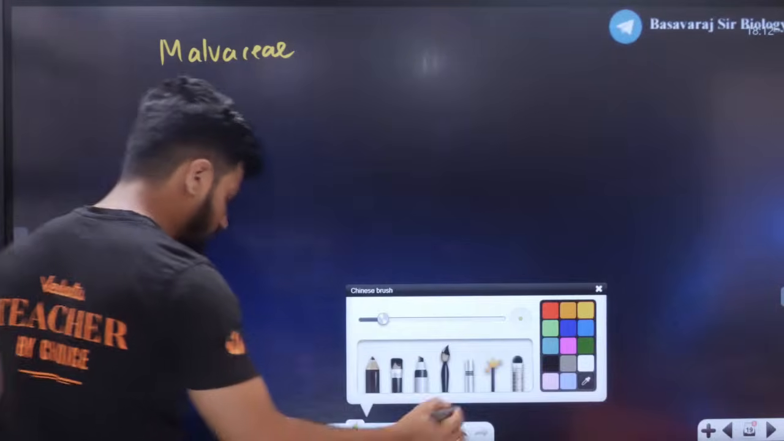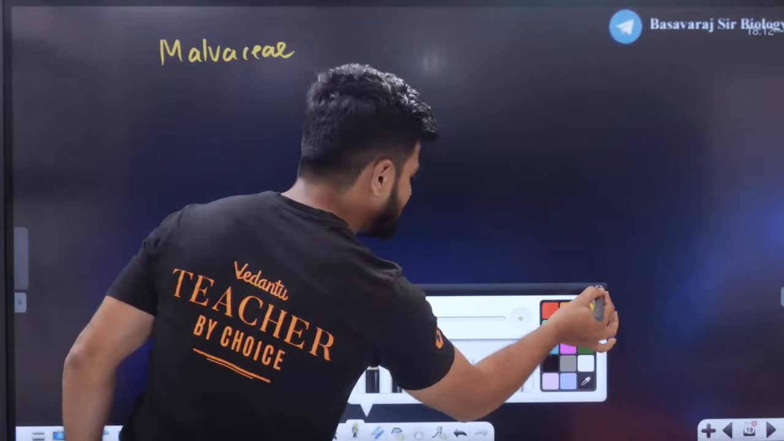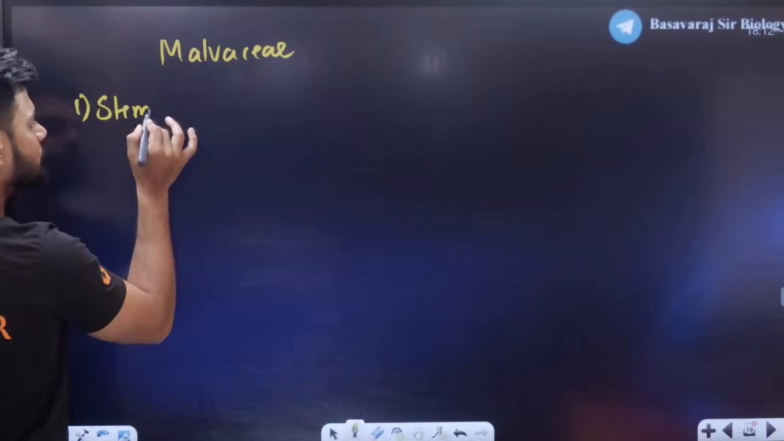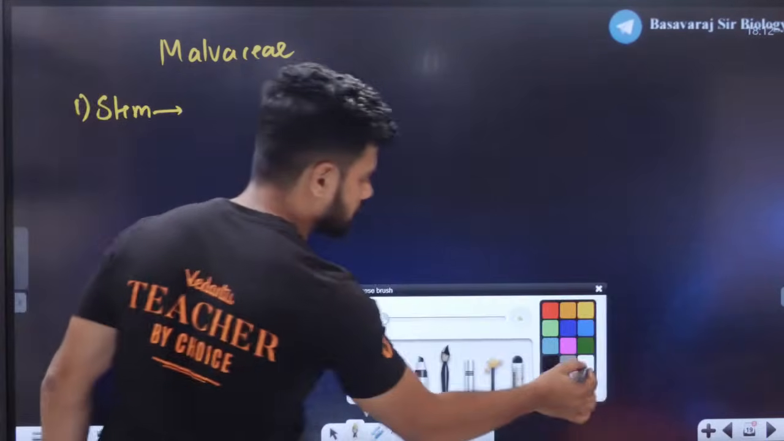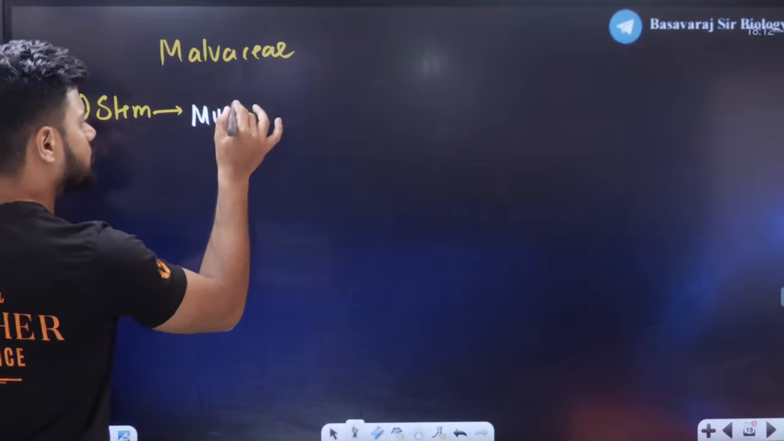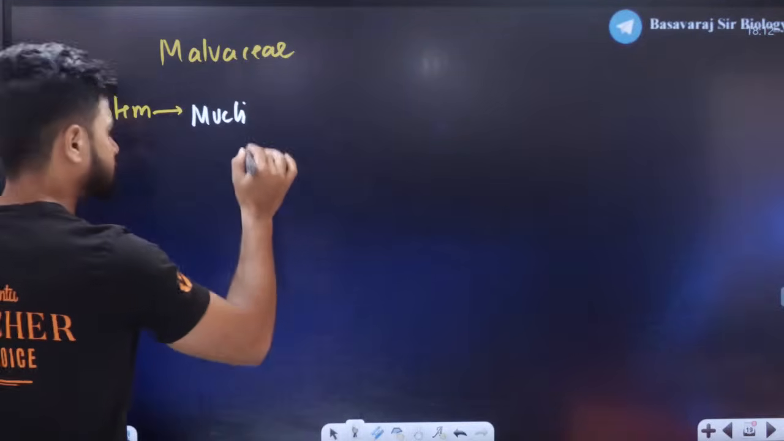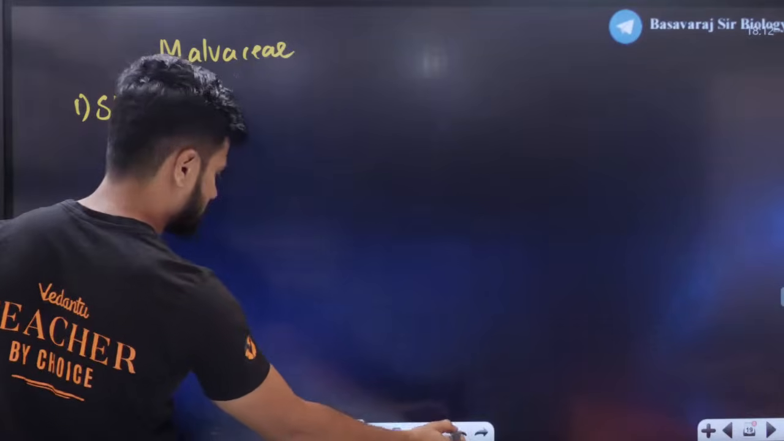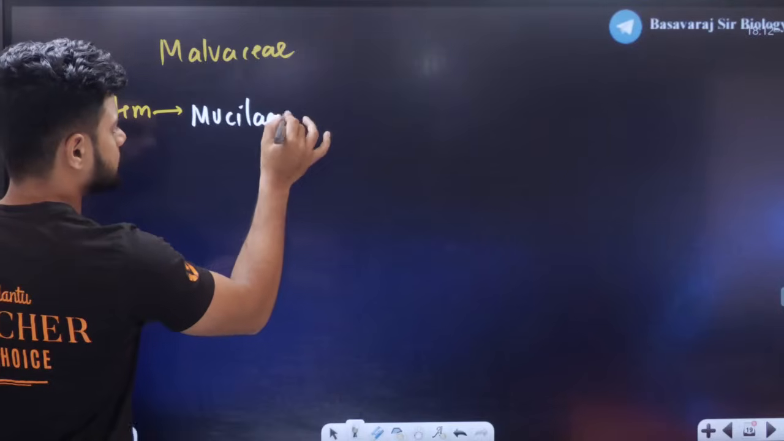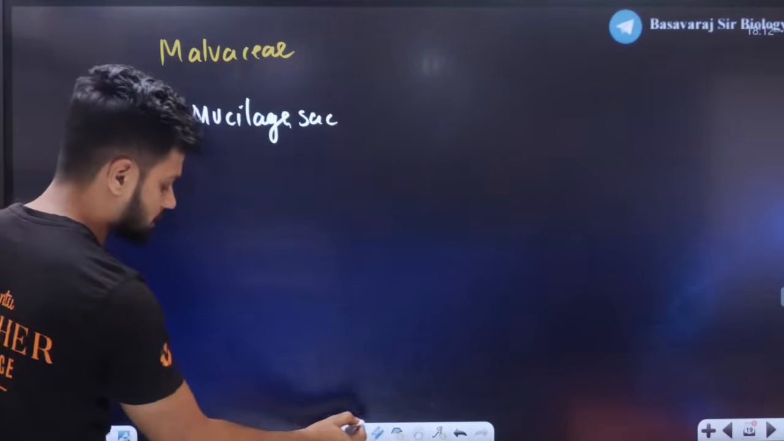But tell me students, in Malvaceae, did we find anything special in the case of stem? Yes, sir. The stem had something called mucilage sac. Mucilage sac was present. Okay.